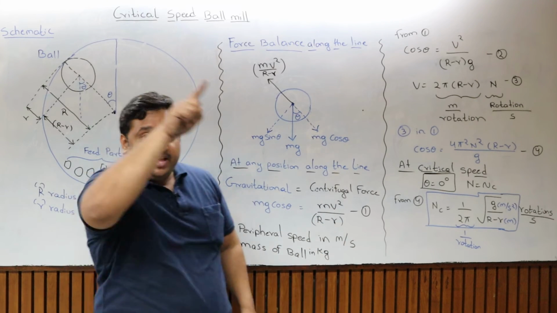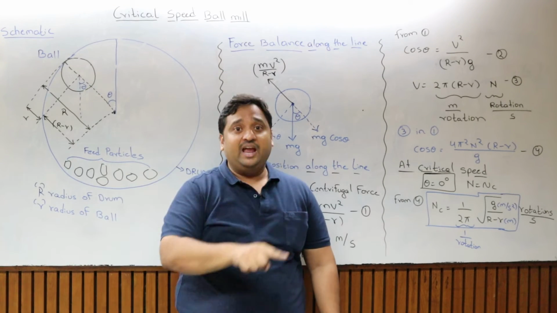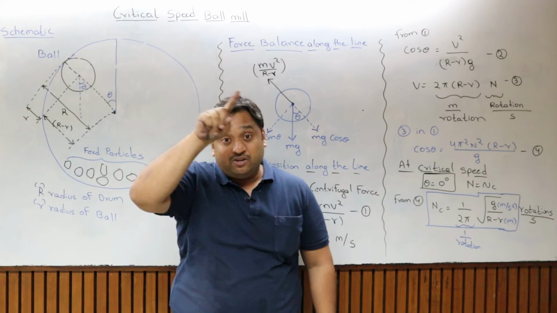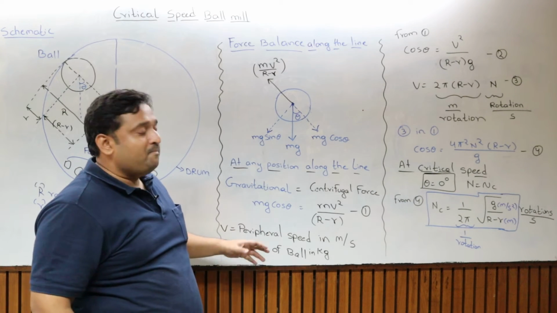What is v? v is the peripheral velocity, how many meters per second the drum is revolving. v is the peripheral speed. What is m? Mass of the ball.